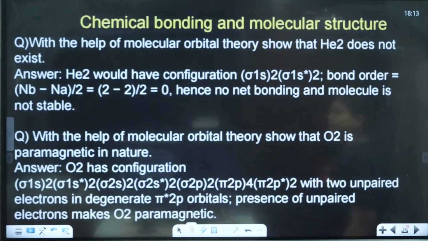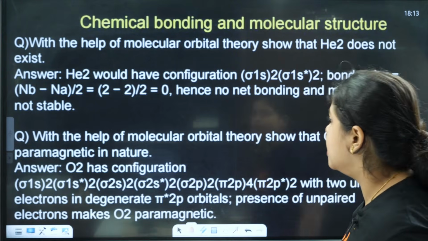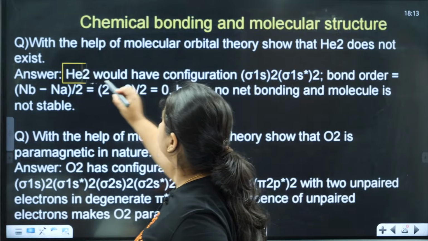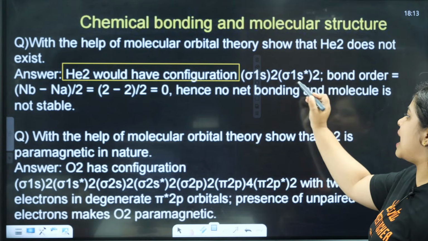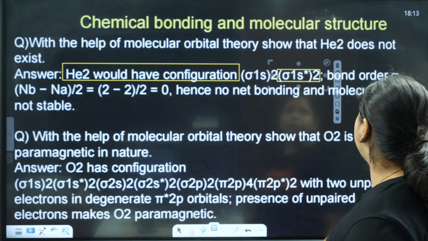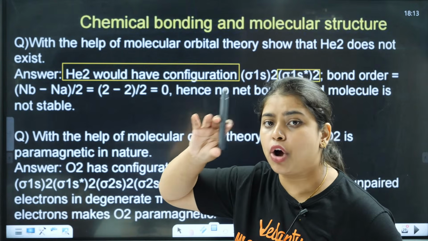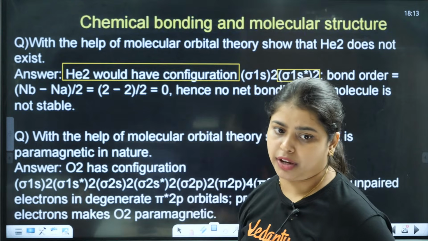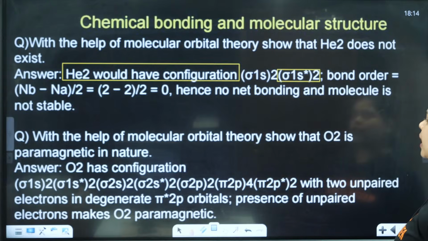Clear? Next, with the help of the molecular orbital theory, show that helium He2 does not exist. He2 should have the configuration sigma 1s2, sigma star 1s2. This is anti-bonding. Bond order is Nb minus Na divided by 2, you know already. We substitute the values: 2 minus 2 divided by 2, that will be 0. Hence there is no net bonding and the molecule is not stable.